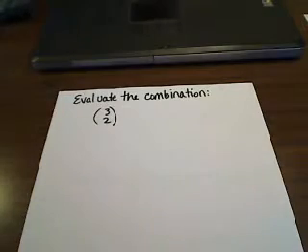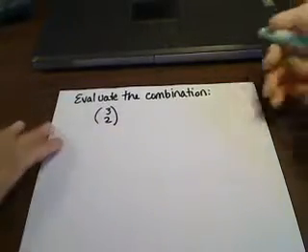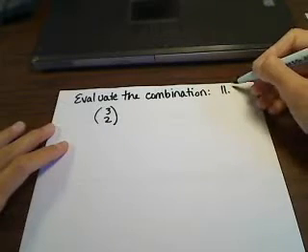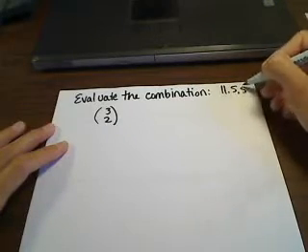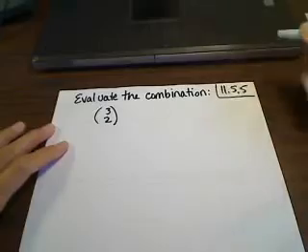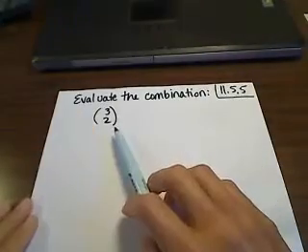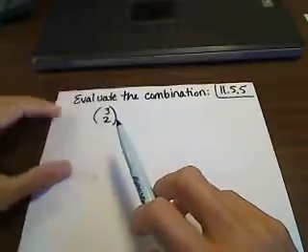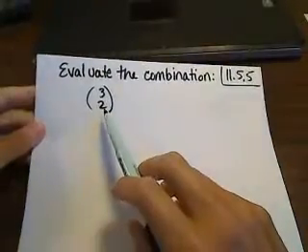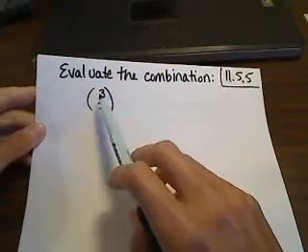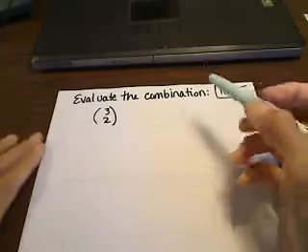Here's a question that was asked over email. It's from section 11.5 and it's number 5. And they ask you to evaluate the combination, so this combination right here. And this is the notation that they use. It looks like just a parenthesis with a 3 on the top and the 2 on the bottom.